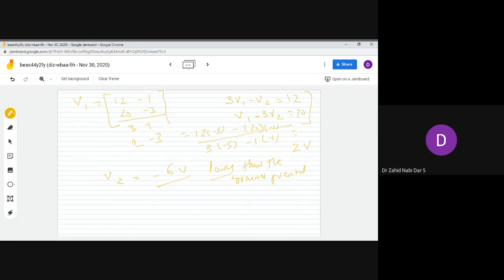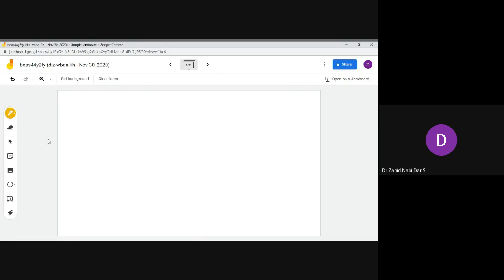Now this was about nodal analysis. Now let's suppose there is a case called a supernode. So what is a supernode? We have to understand. Suppose there is a voltage source between two labeled nodes.